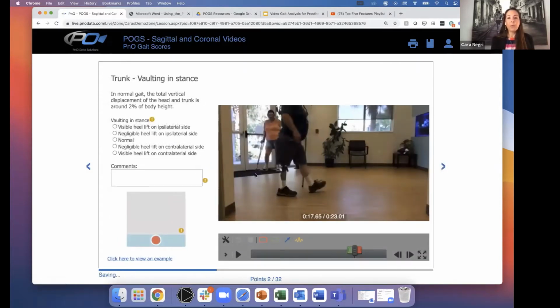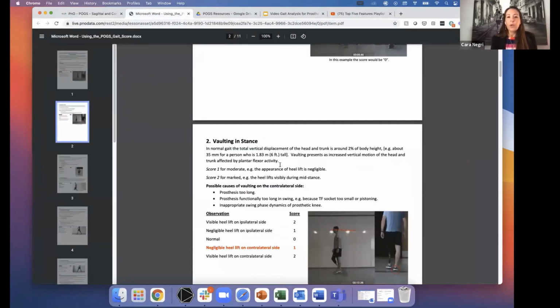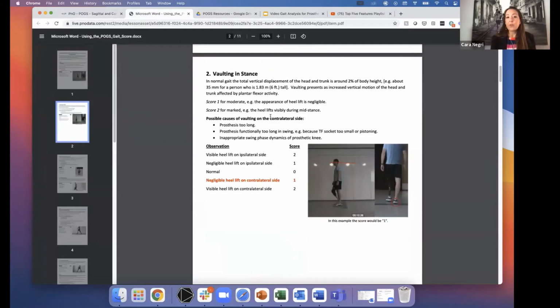Okay, so now we're going to look for vaulting in stance. In normal gait, the total vertical displacement of the head and trunk is around 2% of the body height, so about 35 millimeters for a person who's 6 foot tall. This patient is not 6 foot tall, but I think everybody's pretty familiar with vaulting. A score of 1 is moderate, so the appearance of heel lift is negligible. A score of 2 would be marked, so you see really visible heel lift during mid stance.